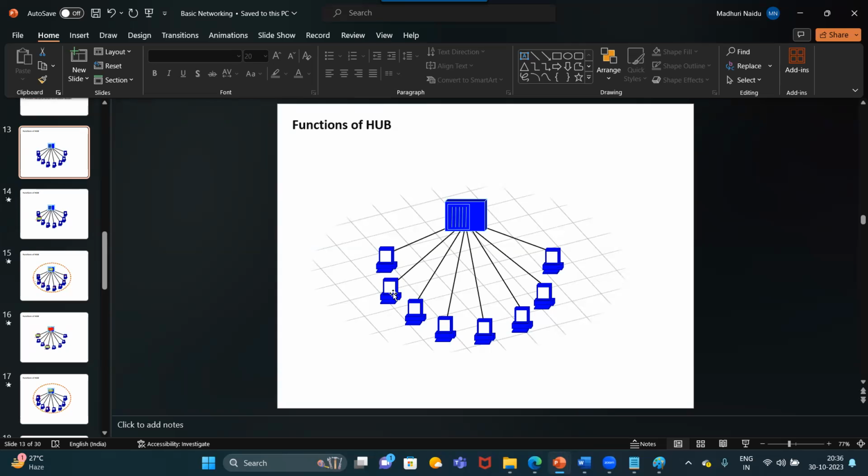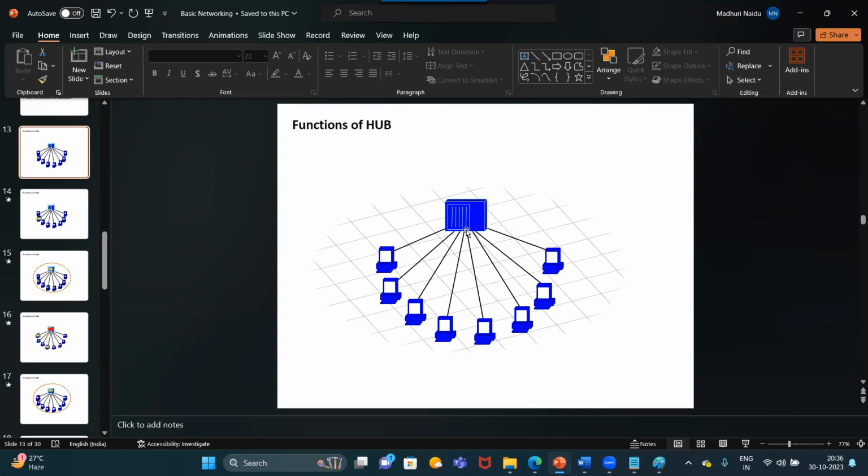If A wants to transfer the data to B system, A system will send the request to hub. Like my system is A, I want to transfer the data to B. But what this hub will do, it will broadcast the data. It will transfer the data to all the PCs which are connected to this network. So that is a disadvantage, because this PC wants to transfer the data to a particular PC, but it is broadcasting the data.